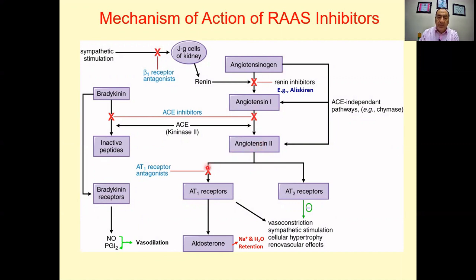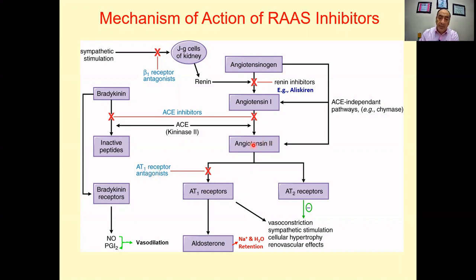Angiotensin II usually binds to its main receptor, which is the AT1 receptor. Through this one, it can induce the release of aldosterone. Aldosterone can cause sodium and water retention. Through AT1 receptors, angiotensin II can also induce vasoconstriction, release of norepinephrine and sympathetic stimulation, and cellular hypertrophy. As we said, this will contribute to the remodeling of the heart, and renovascular effects. Itself it can induce sodium and water retention. So all of these effects can also affect the antidiuretic hormone and others. All these effects are inhibited by the angiotensin receptor blockers.